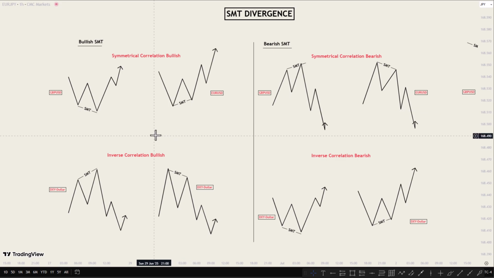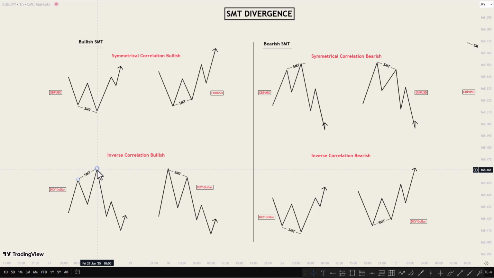The next one is what we call the inverse correlation. I want you to look at this. If this is GBP/USD making a lower low, the dollar is supposed to make what? A higher high. But when comparing GBP/USD and the dollar, you discover that the dollar failed to make a higher high. That is an inverse correlation, because the dollar and GBP/USD are supposed to move inversely.